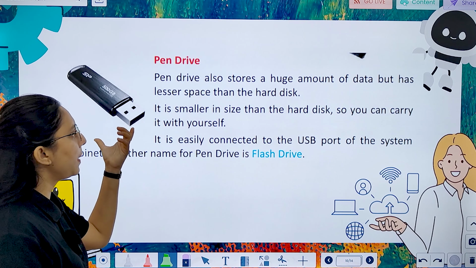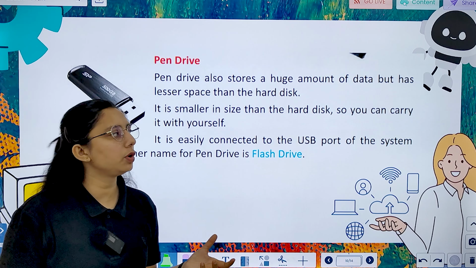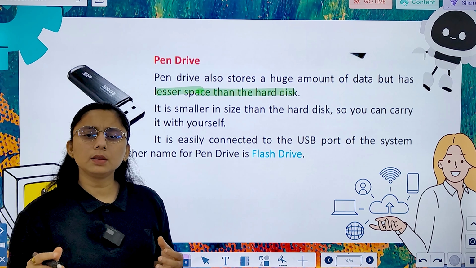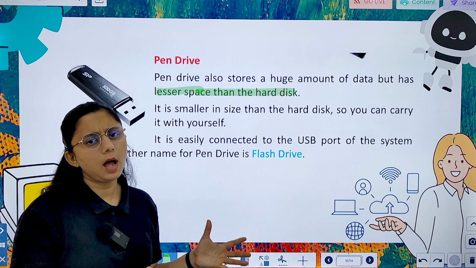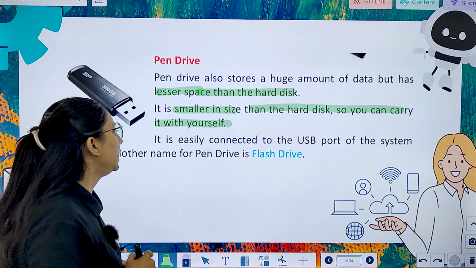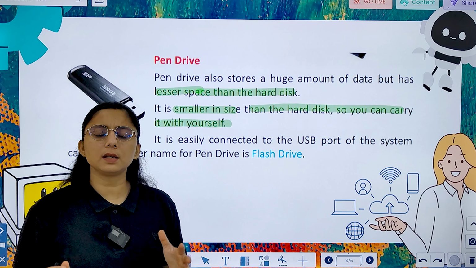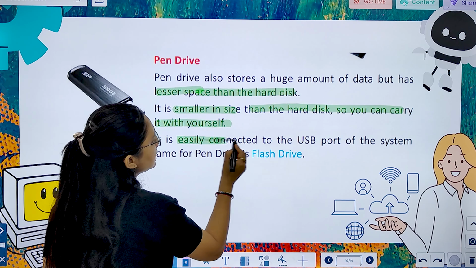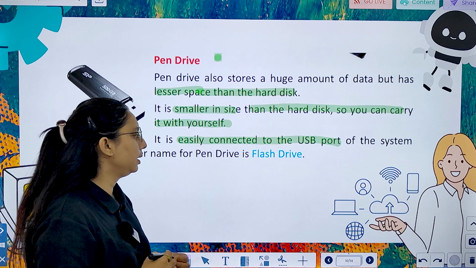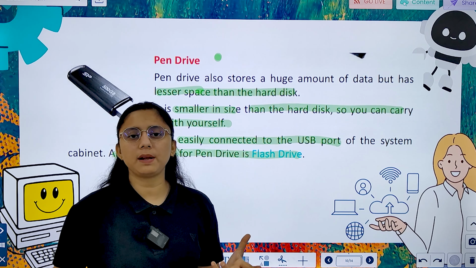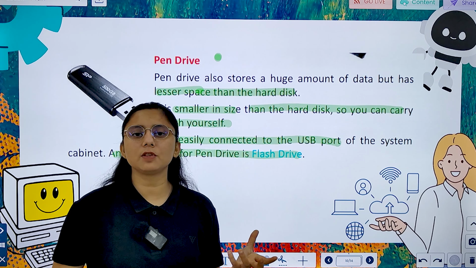Next is the pen drive. This is your pen drive. It also stores a huge amount of data, but less space than the hard disk. It is smaller in size than the hard disk, so you can carry it with yourself. It is handy. It is portable. You can carry it anywhere you want. It is easily connected to the USB port of the system cabinet. Another name for the pen drive is flash drive, and you can easily connect it to the USB port.